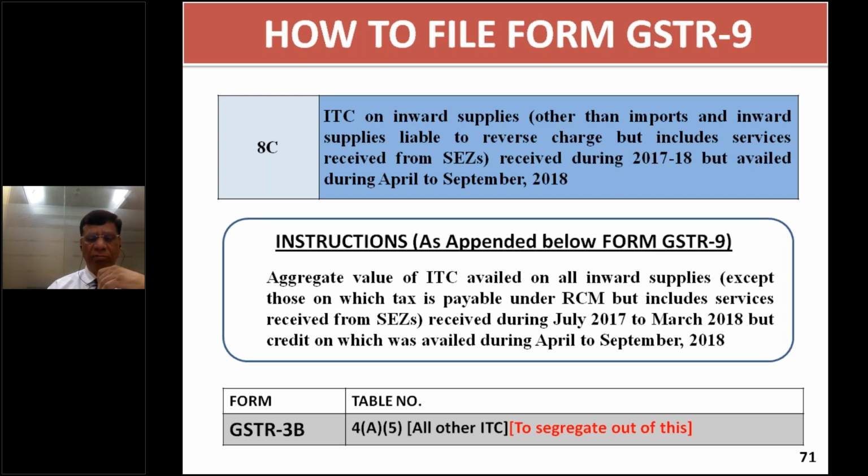Now 4A5 contains the gross figure of your claims under ITC, but in case you have claimed ITC of the current year as well as of the previous year, then there would be some calculation summary with you while filing this particular form. From there you have to carve out such information.